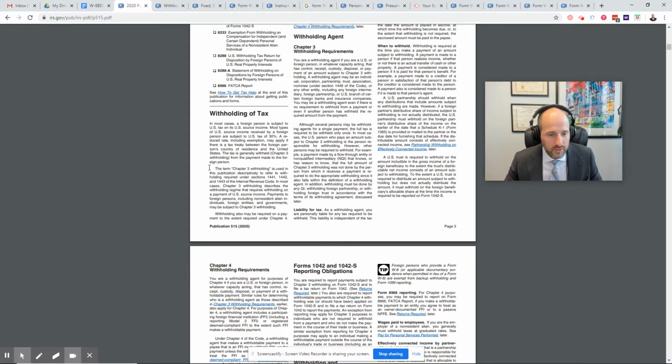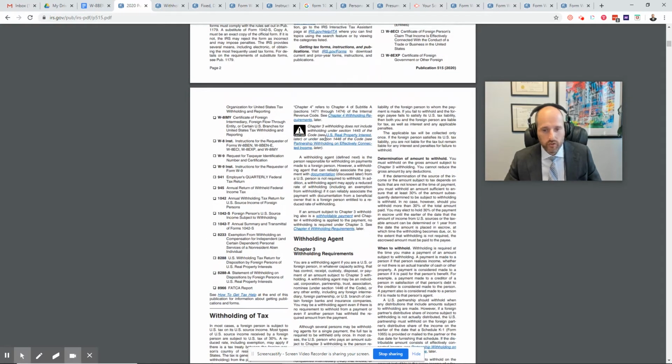So the term Chapter 3 talks about withholding requirements under Section 1441, and these are Internal Revenue Code sections. Payments to foreign persons, including non-resident alien individuals, foreign entities, and governments may be subject to Chapter 3 withholding. Withholding may also be required on payment to the extent under Chapter 4. Chapter 4 refers to these code sections. Not even going to open the code sections. Let's just stick with this.